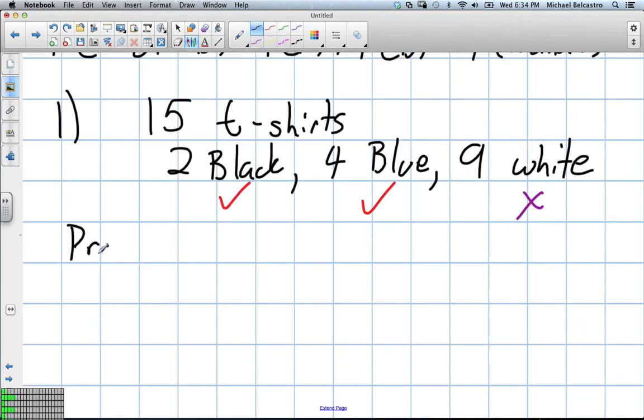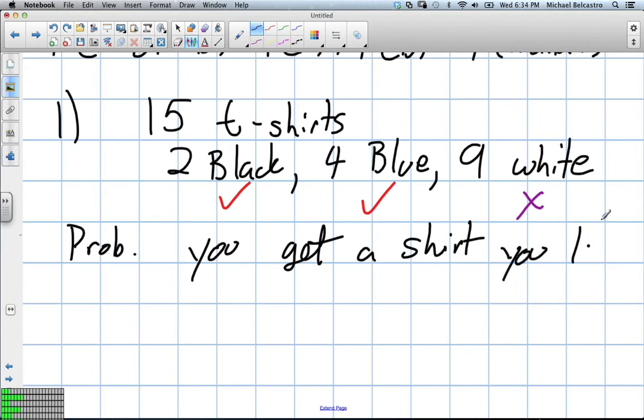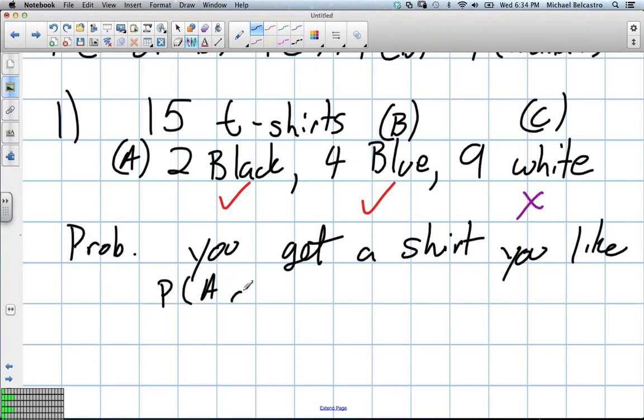So, the probability we get a shirt I like. Well, we know there's 15 t-shirts, and I like black, so we'll call this event A, this will be event B. The probability of getting event A or event B, one or the other, we don't have to get both, is just the probability of event A plus the probability of event B, because there's no overlapping. If I get a black shirt, it doesn't take away from the blue shirts, and if I get a blue shirt, it doesn't take away from black shirts.